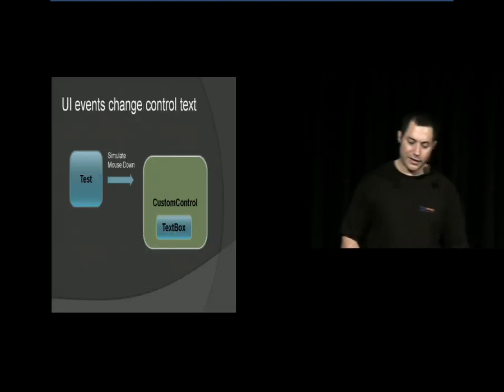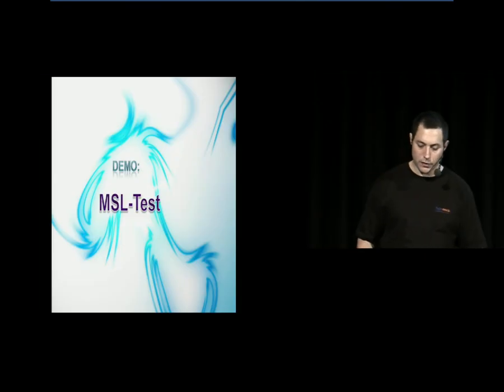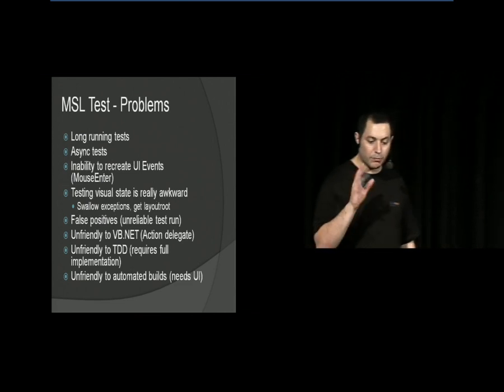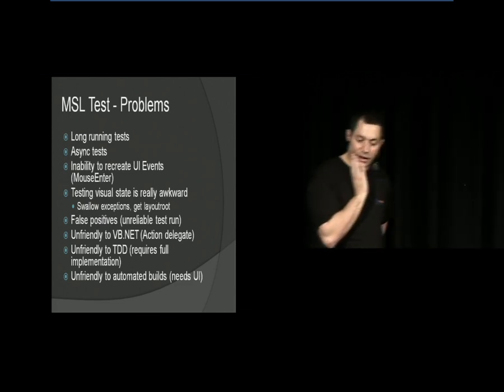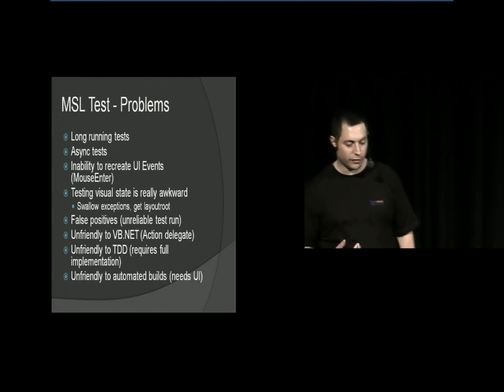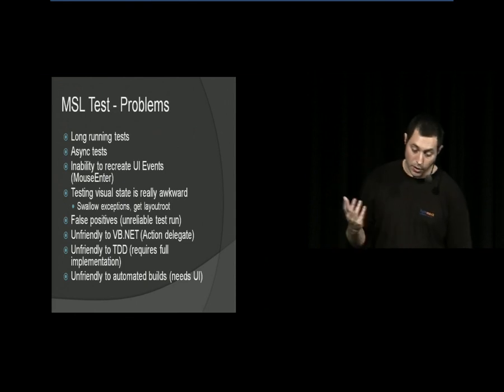So that was the Microsoft Silverlight test framework and how you use it. Let's talk about Silver Unit. But before that, I just want to talk about some of the problems that we've already seen. First of all, you have to do a lot of async tests, and the API is very, very unusable as far as I'm concerned. You cannot recreate UI events very easily or at all.